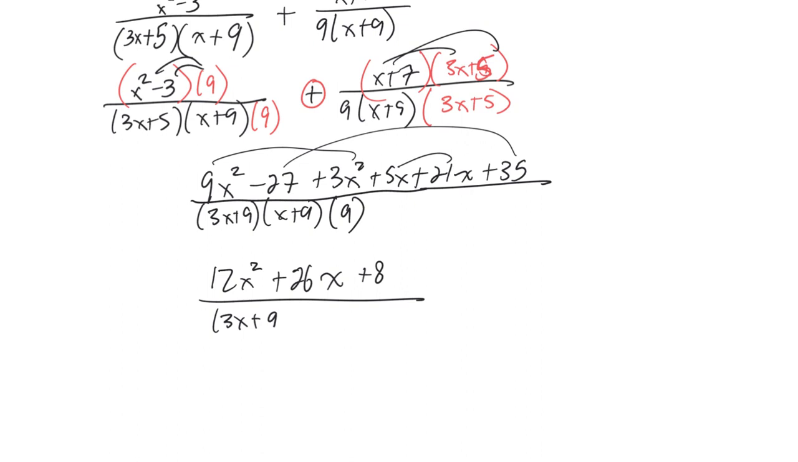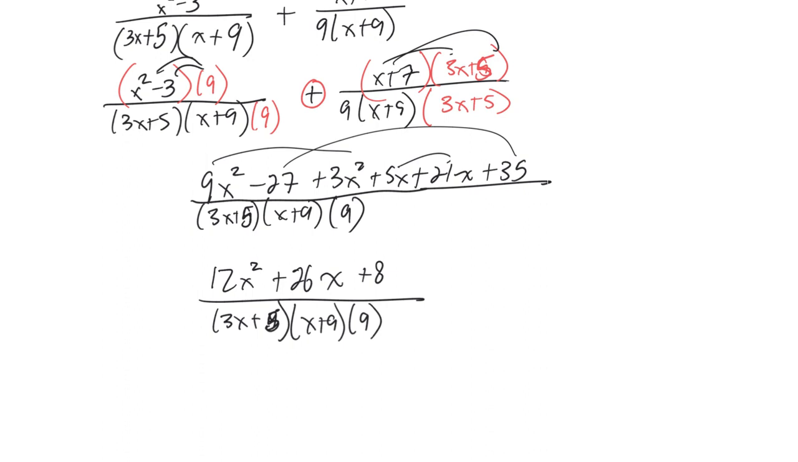Where did I get 3x plus 9? It should be 5. 3x plus 5. I don't think that mistake caused any other grief.